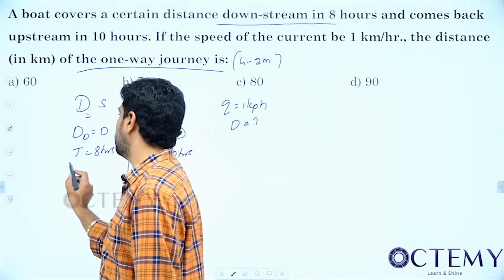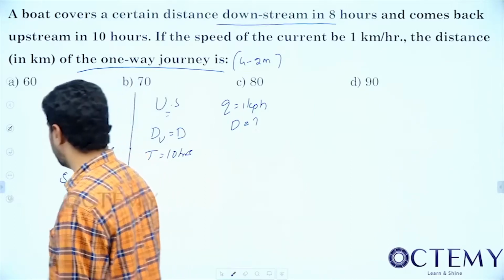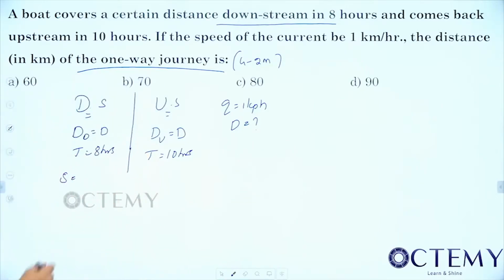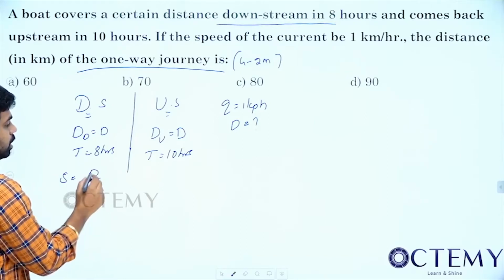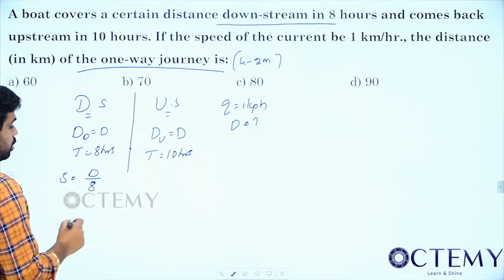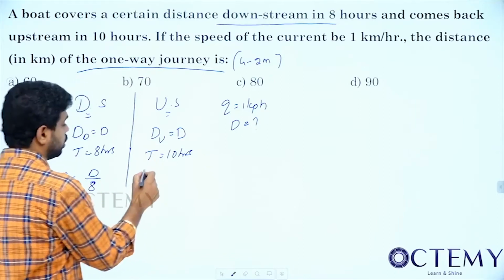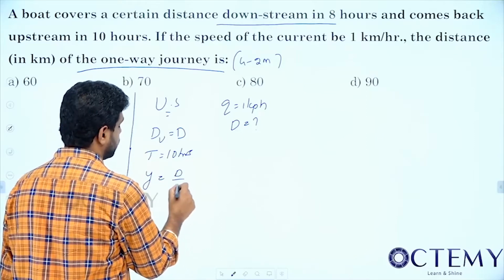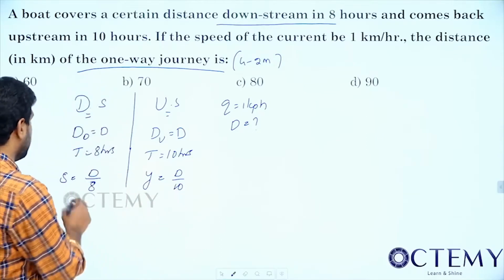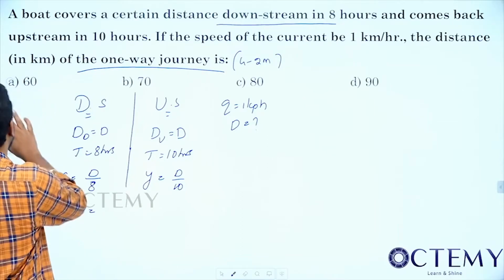Okay, so now from this can I say that speed equals distance by time. So distance by 8. In the same way, this is x. Here y equals distance by 10. Am I correct? So now from this can I say that D equals, here x is nothing but speed.